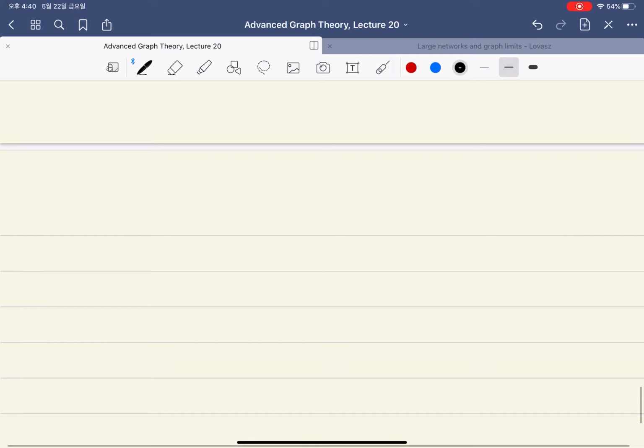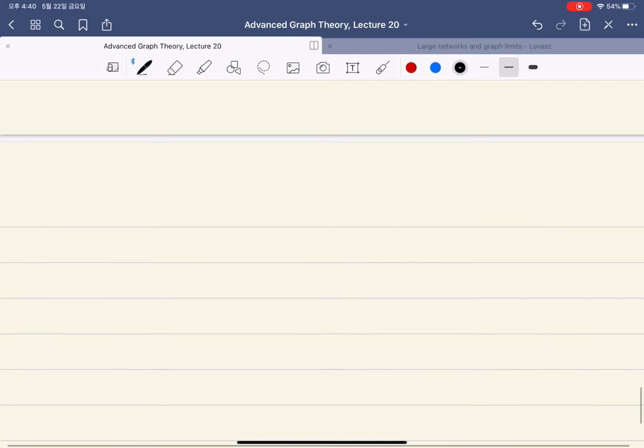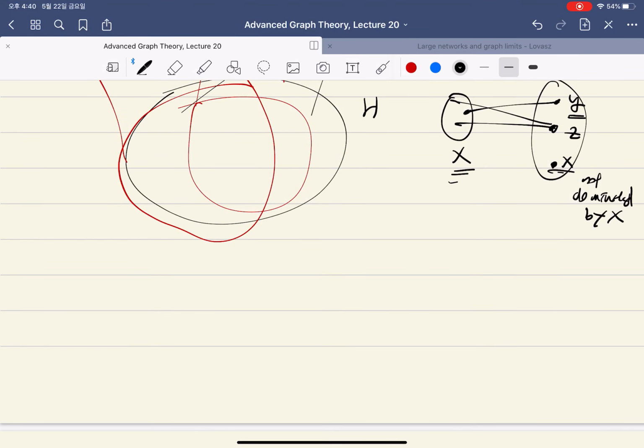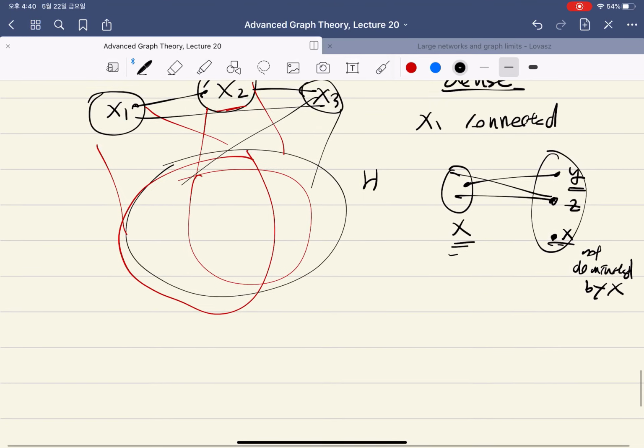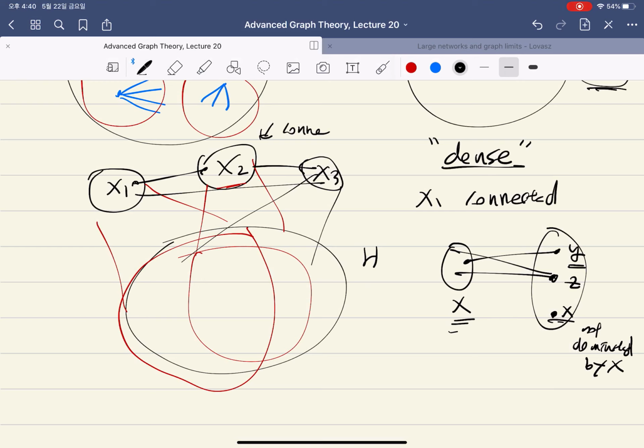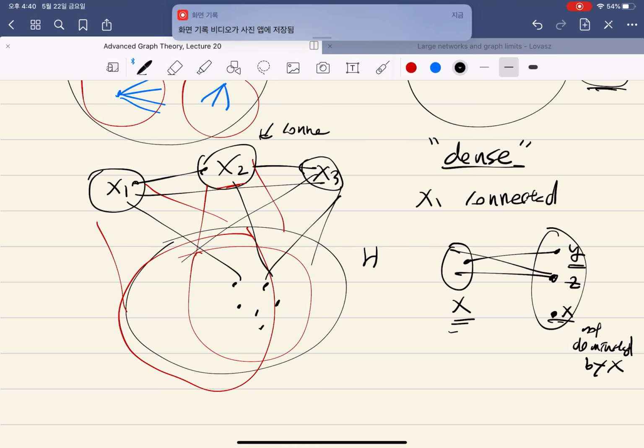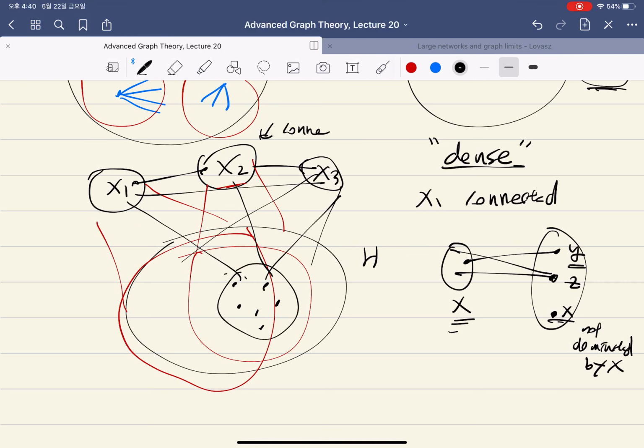So let's collect 3 lemmas. First, we need a lemma which can collect the vertices which have an edge to the previous one, and then this together dominates lots of vertices here.